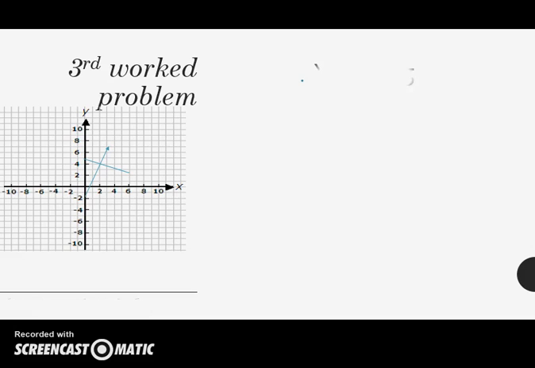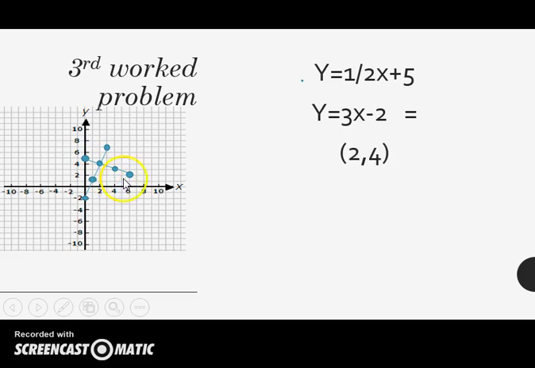For our third word problem, we have y equals 1/2 x plus 5 and y equals 3x minus 2. Now, we start with the first equation again, and its y-intercept is 5. This is why this point is here. And for the second equation, we have negative 2, as you can see right here. And that's where the point is, on negative 2, the y-intercept.